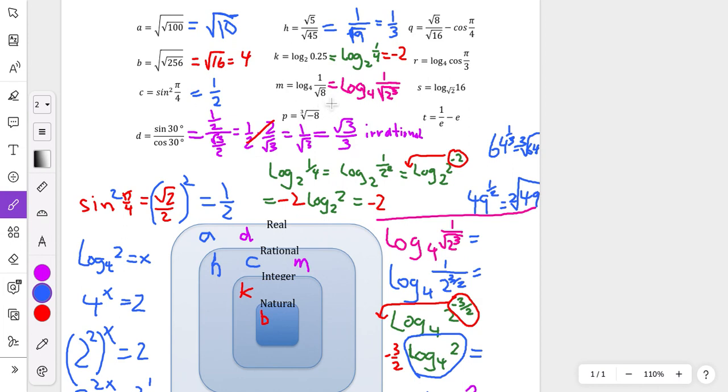Okay. This one right here is negative 2.